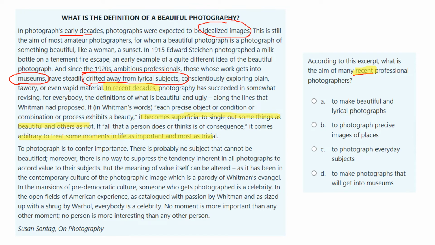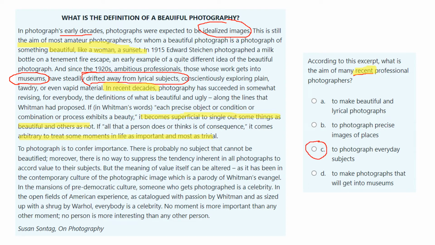Beautiful pictures, by the way, was up here in the very beginning, beautiful women, sunset, etc. They're not looking for special women or special places. They're looking for everyday objects. So the best answer would be C.